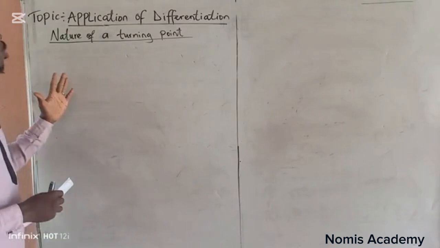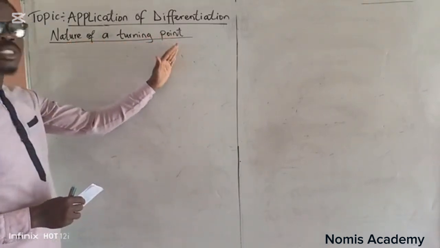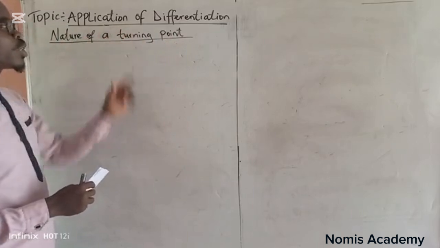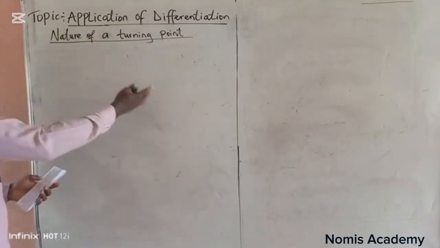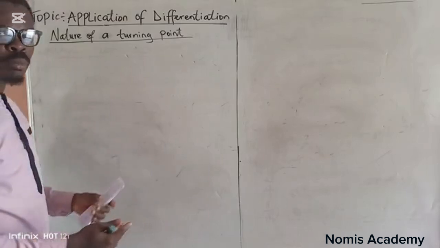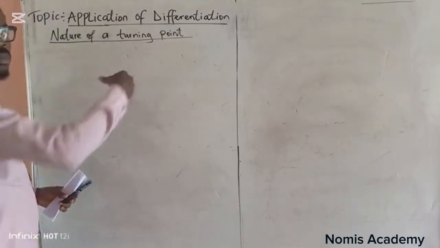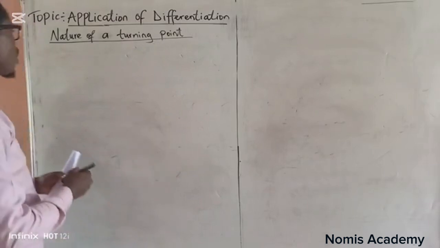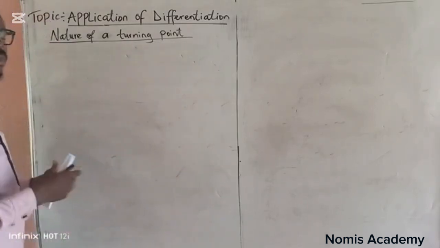In this video, we are going to learn how to find the nature of a turning point under the application of differentiation. The turning points are the maximum point and the minimum point. A point of inflection is not a turning point, but a stationary point. Now let me give us the conditions for maximum and minimum points.